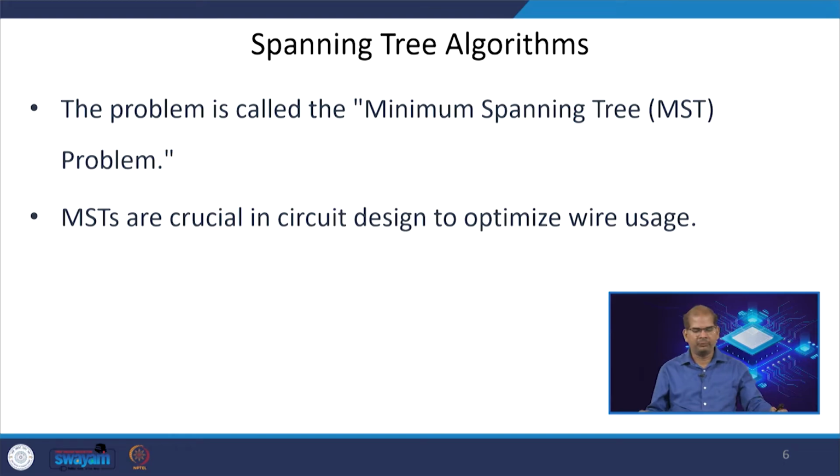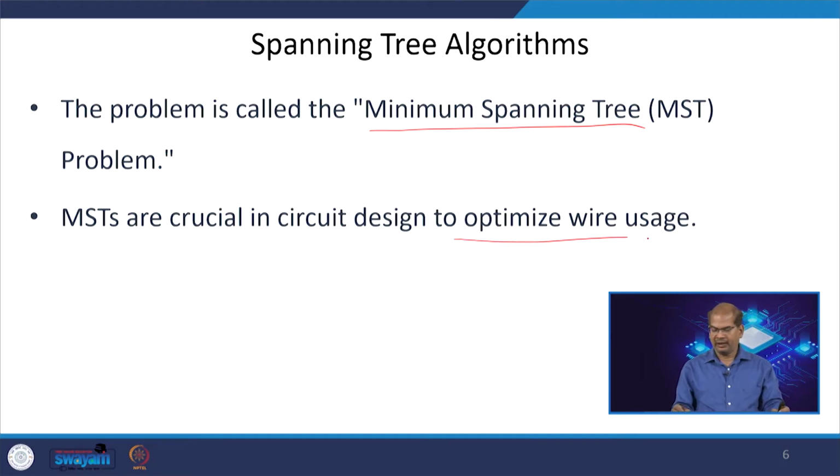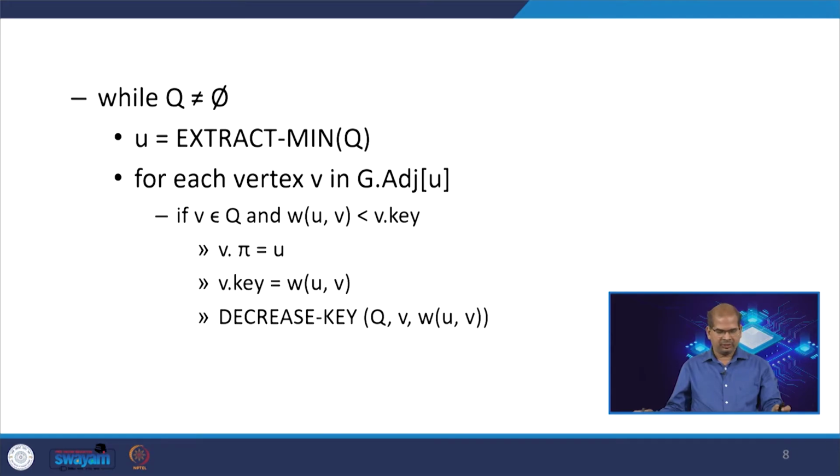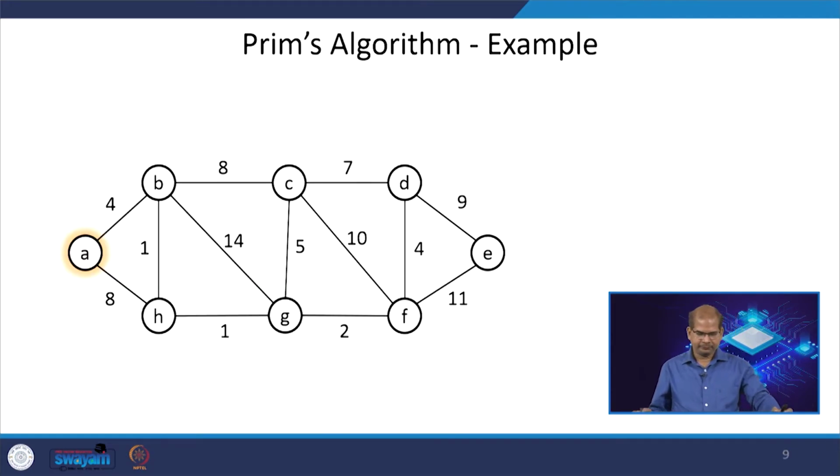So, we have a problem called minimum spanning tree, where we are finding the minimum cost of the tree. It is very useful for optimizing the wire length in the case of circuit design. We have two algorithms; one is called Prim's algorithm, and this is the pseudo code of Prim's algorithm. Here we will go into an example.